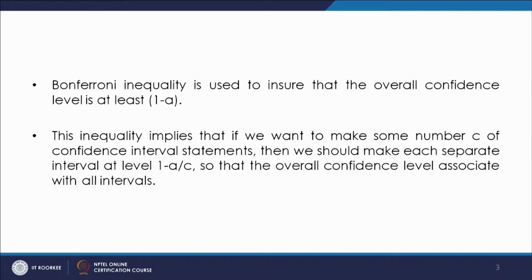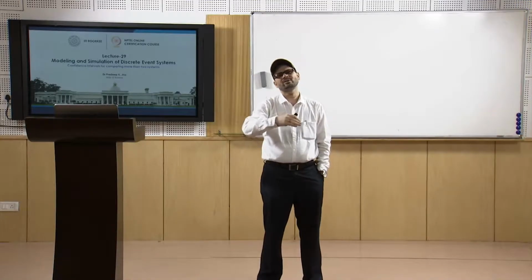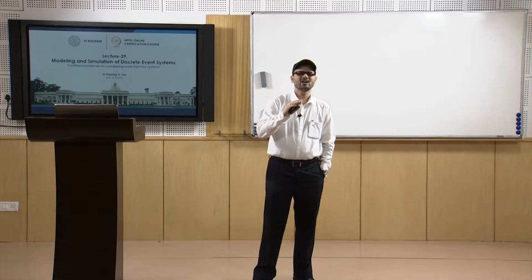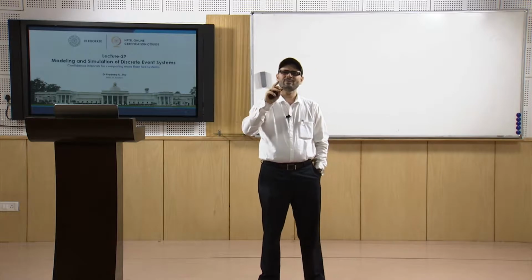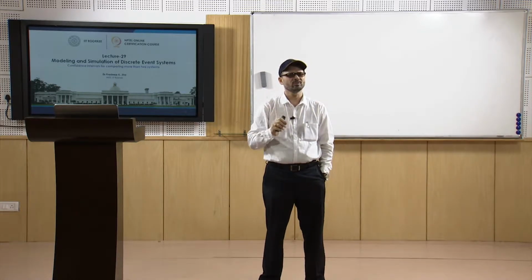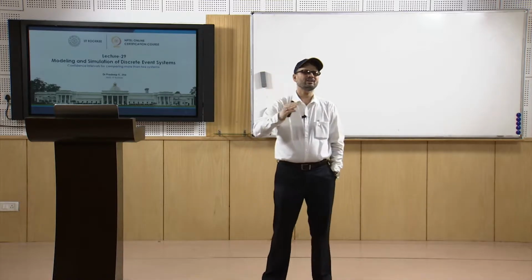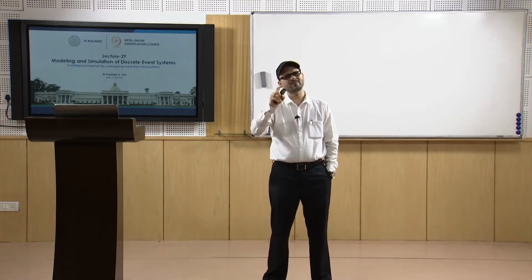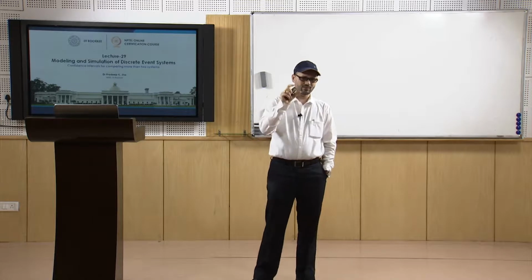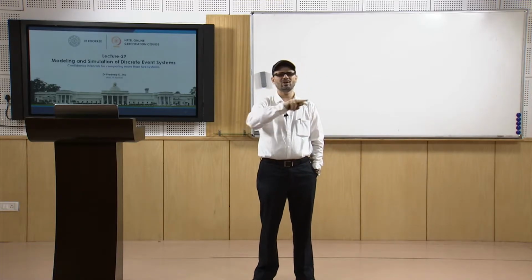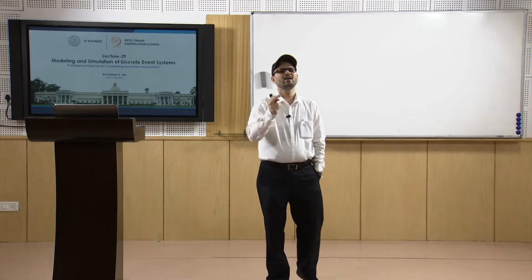So, suppose we want 90% confidence, and we are making, say, 4 intervals. Then it is 1 minus alpha by 4. Alpha is 0.1, so 0.1 by 4 is 0.025. In that case every interval has to be constructed at a confidence level of 100 minus 2.5, that is 97.5%, for every individual interval. Then overall you will have a confidence level of 90%.